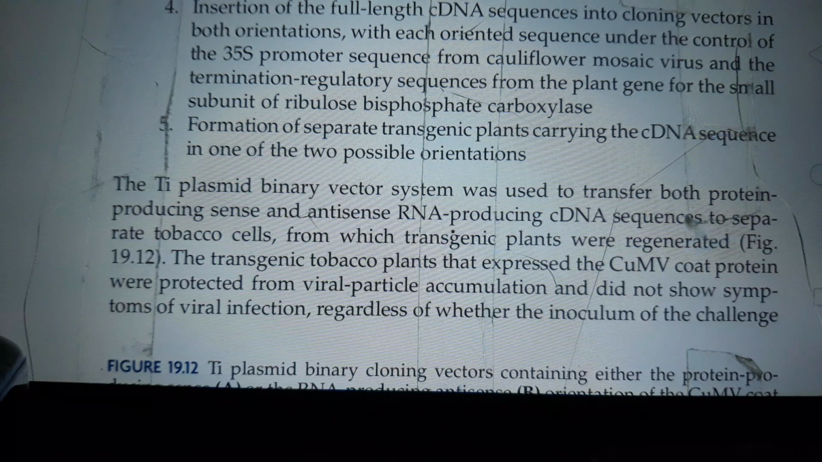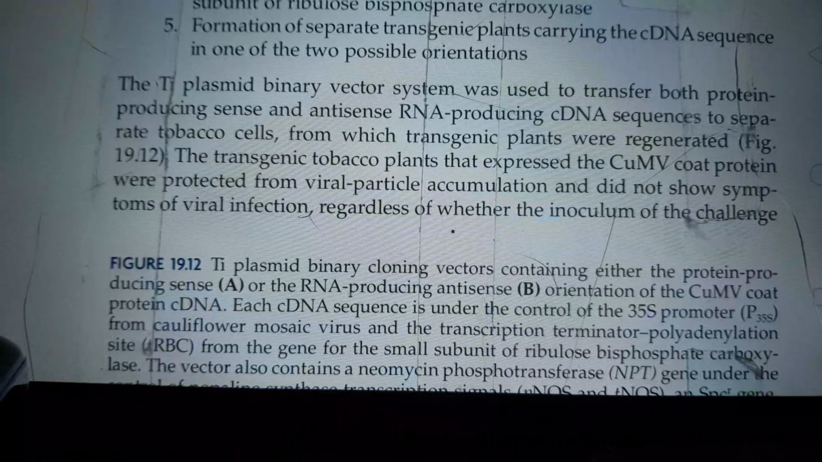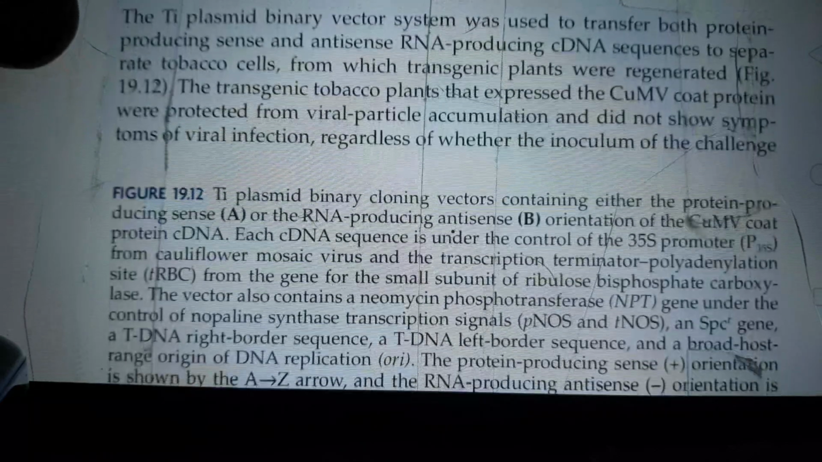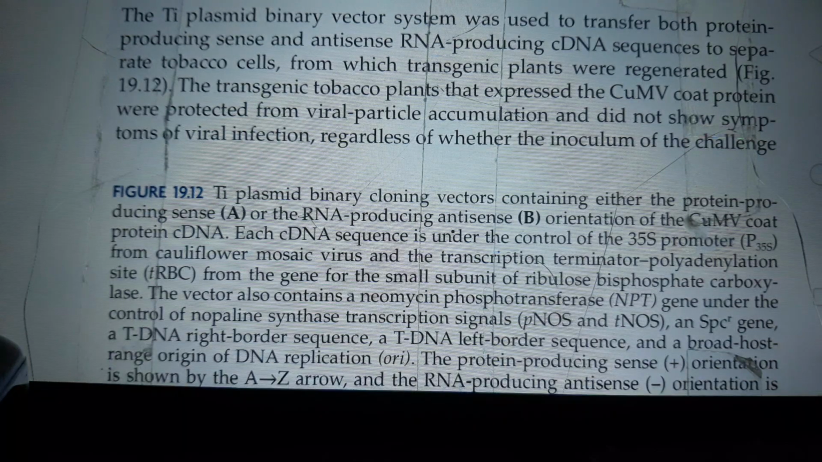in which each oriented sequence is under the control of the 35S promoter sequence from cauliflower mosaic virus, and the termination regulatory sequences from the plant gene for the small subunit of ribulose bisphosphate carboxylase, formation of separate transgenic plants carrying the cDNA sequence in one of the two possible orientations. The triplasmid binary vector system was used to transfer both protein-producing sense and antisense RNA producing cDNA sequences to separate tobacco cells, and the transgenic plants were regenerated as shown in figure 19.12.